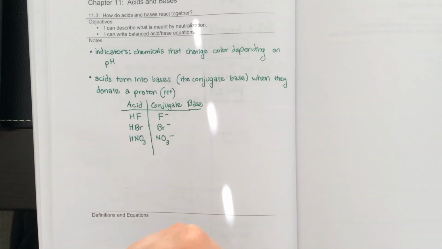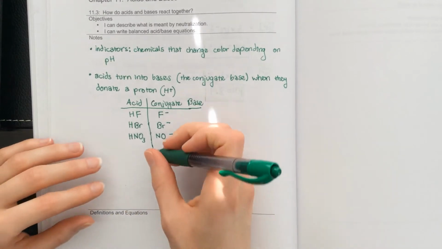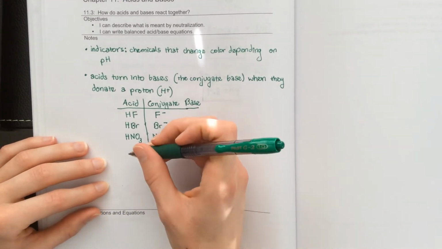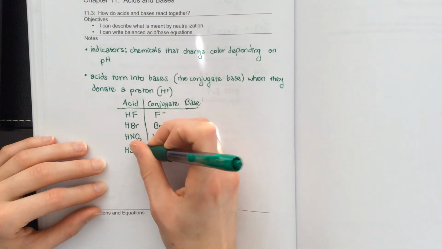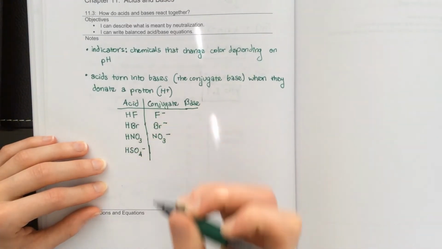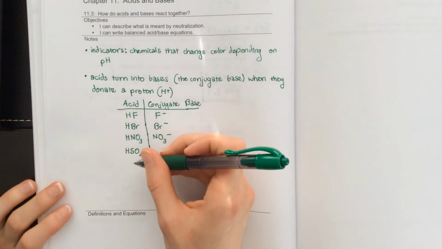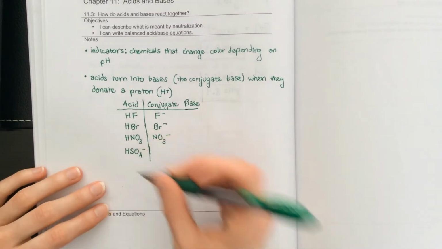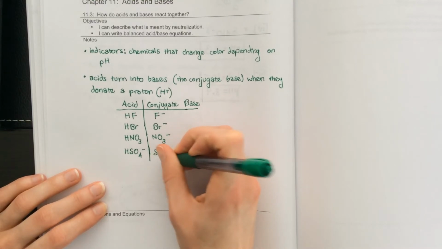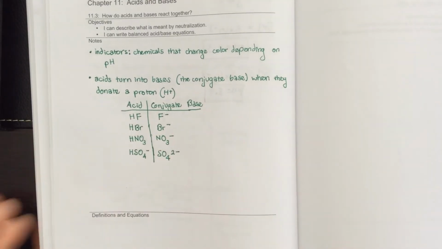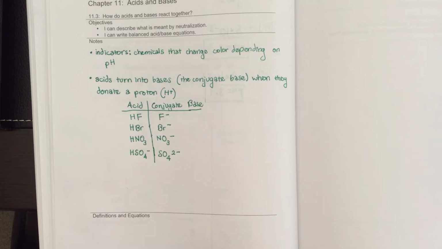Now, sometimes we have an acid that's already charged to begin with. So let's say we have something like HSO4-. When it gives away an H, it's going to become SO4 2-. So that's its conjugate base.